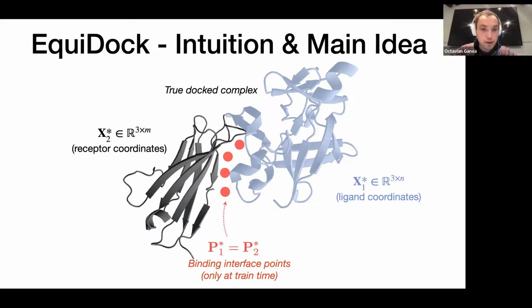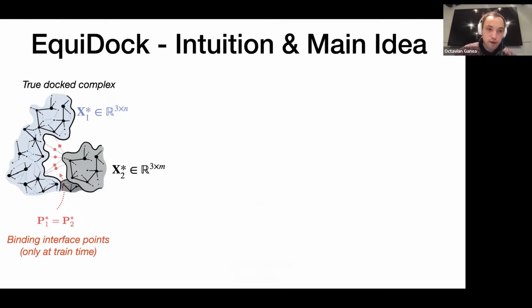pairs of residues from both proteins that are closer than a threshold. In our case, it's 8 angstrom. So we take all these pairs of residues. If you want, you can view it as a bipartite graph, and then we take midpoints of their segments in 3D, and these give us a set of these red points, which we call binding interface points. I call them P1 star equals P2 star because I view them as two identical sets, which are overlapping completely.